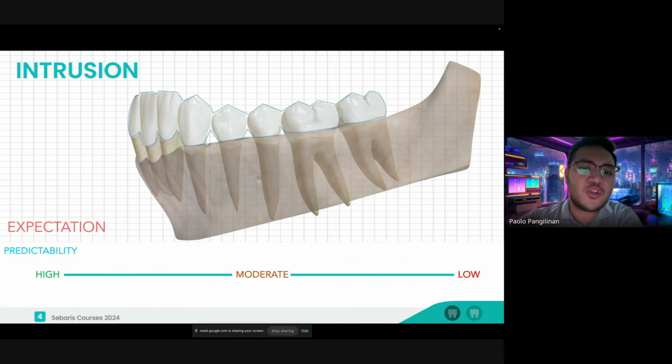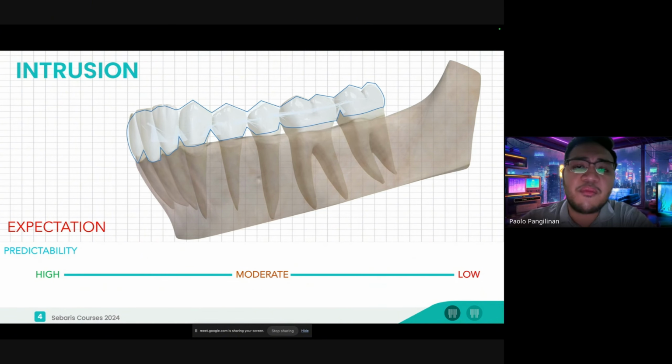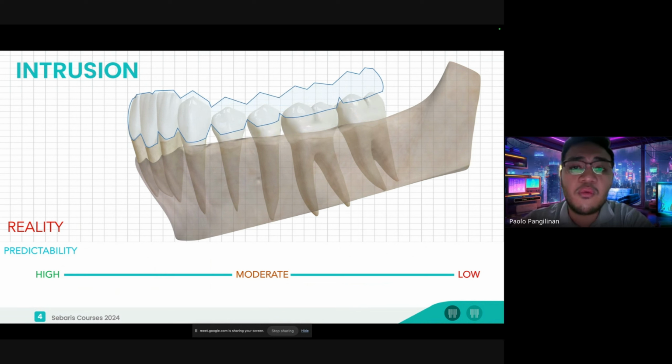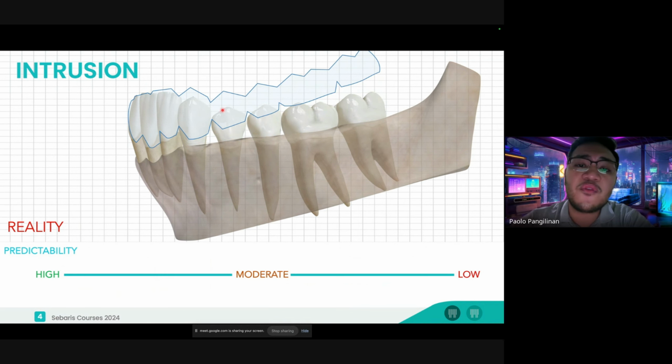Now, in terms of intrusion, of course, if you want to simulate it on your treatment, and if you're the guy who doesn't want to use attachments for their approaches, what you're kind of expecting is it's gonna be intruding like this. But the problem is basically it's not going to happen, because if you program these lower anteriors to intrude, what really happens is you're actually forcing your aligners to lift on the posterior.